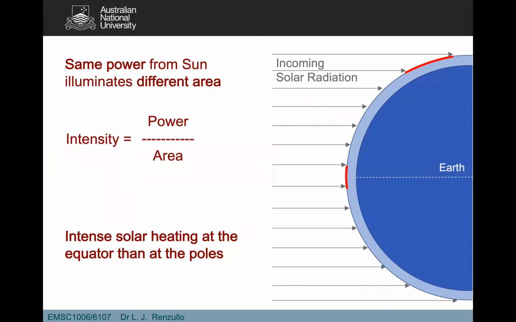But we know the Earth is a sphere, and while the sun's power comes to us in parallel lines, its distribution across the Earth's surface varies in intensity. Namely, the power output over the equatorial region is more concentrated because the same radiation is spread over a smaller area than at, say, the poles, where the same radiation is spread over a greater area. So this means basically we get more intense solar heating at the equator than at the poles.